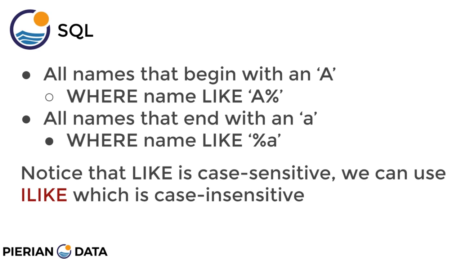So then we have where name LIKE and then we start off with the % sign and end with a lowercase a, essentially saying that any sequence of characters can come before that lowercase a. Notice I've been saying things like uppercase or lowercase, and that's because LIKE is case sensitive. However, you can always use ILIKE, which is going to be case insensitive.